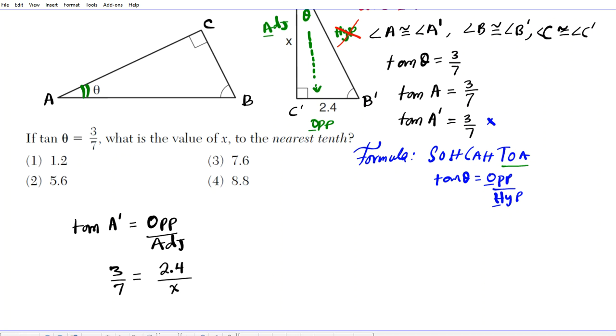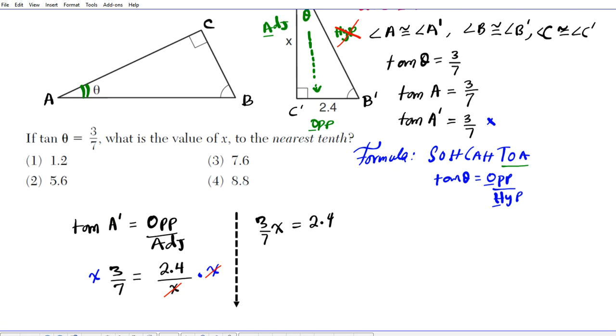Let's start by multiplying both sides by x. This is now algebra 1. Why did I multiply both sides by x? We're trying to get x isolated in the numerator position. x is in the denominator position, and that's a problem. So when I multiply both sides of the equation by x, x becomes the numerator on the left side of the equation. So we have 3/7 x, remember, the constant goes first, equals 2.4.